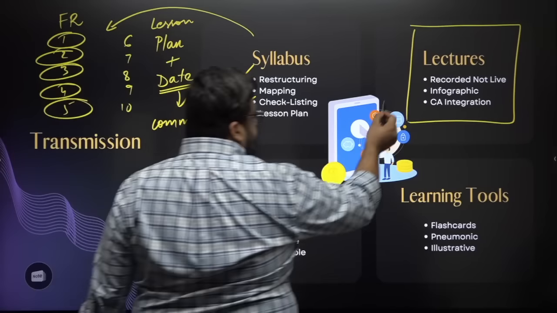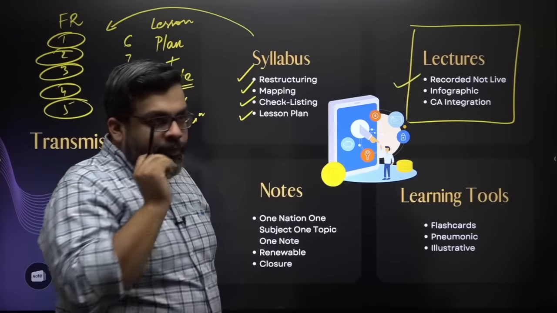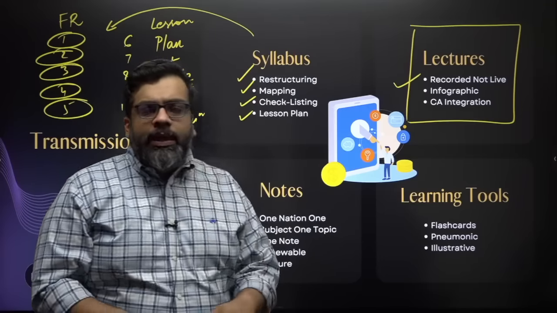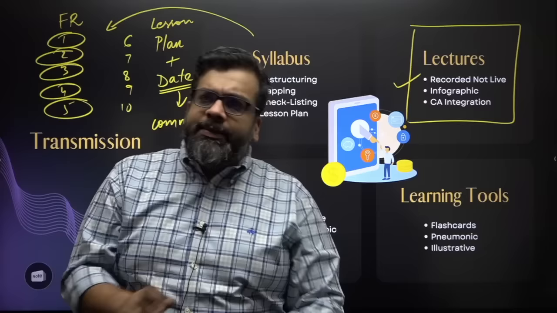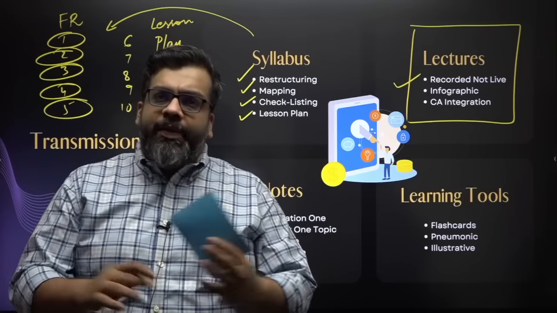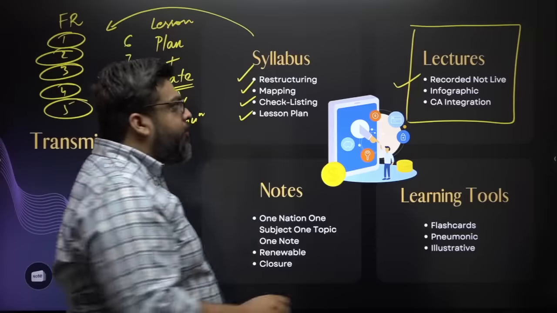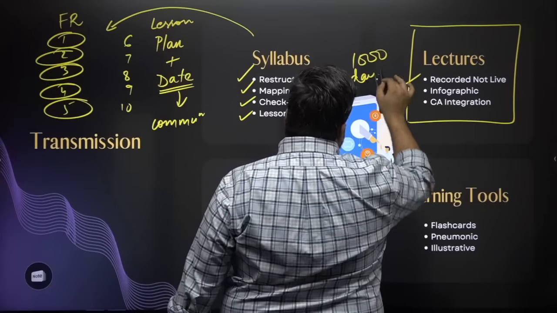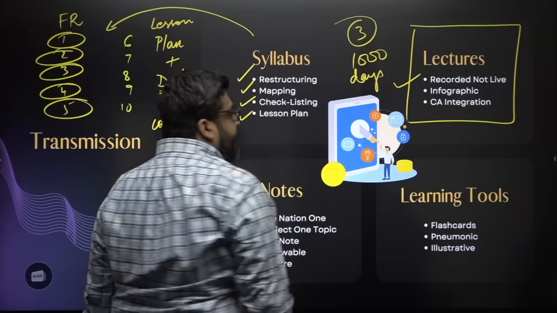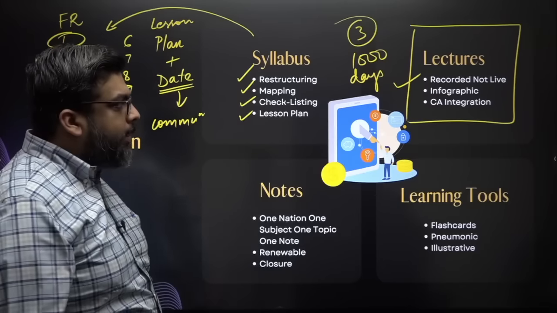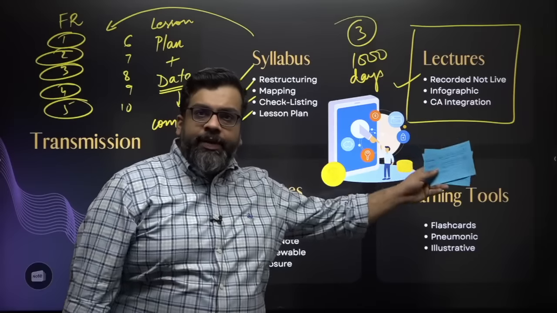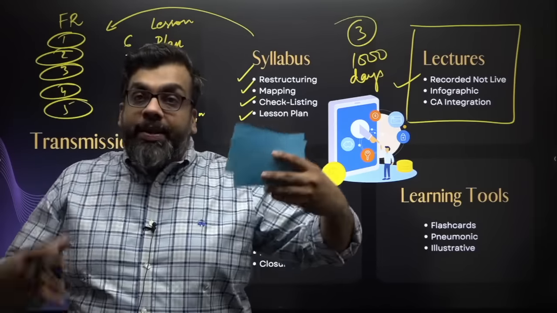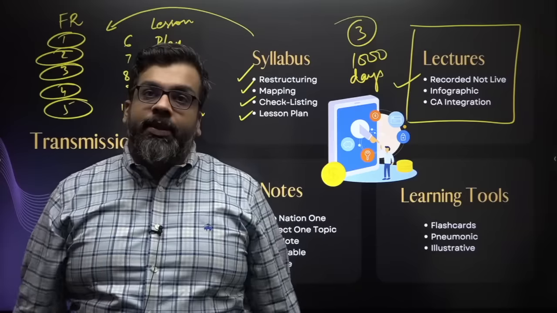So recorded classes, full high definition, smartboard recorded classes. You can watch them for as many times as you want, however long you want to watch it. You've got 1000 days to watch these lectures. That's approximately 3 years. Always. These are going to be embedded in infographics. They're going to be highly interactive. These are only possible when they are recorded.